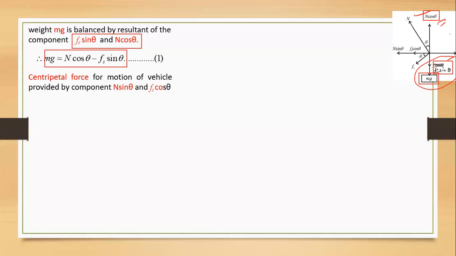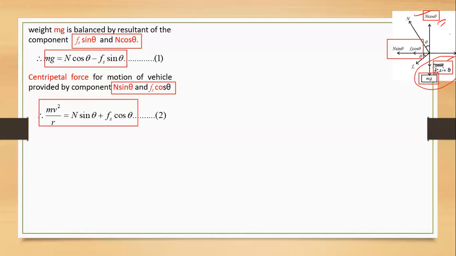And centripetal force. Always here, on the curved path, centripetal force is required. Centripetal force is provided by these two components. You can see in the diagram also. So these two forces are acting in the same direction. So addition of these two components gives the centripetal force. So we can write here centripetal force mv square by r is equal to N sin theta plus fs cos theta. Now this is equation number two.